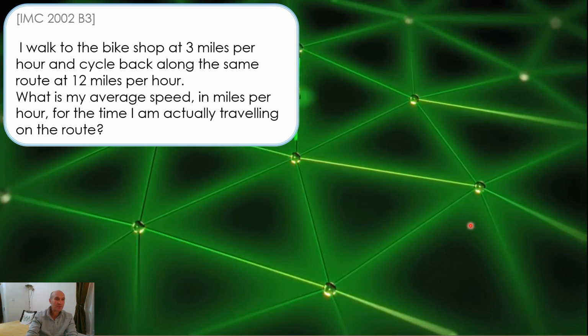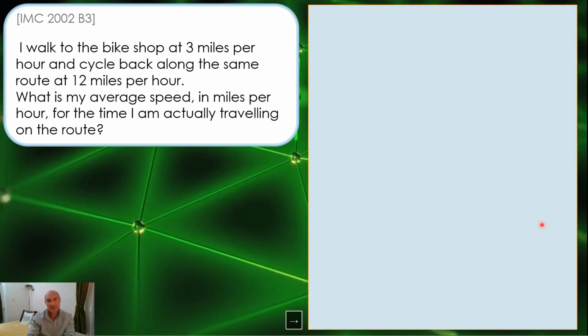Question 3 is taken from the Intermediate Mathematics Challenge 2002, question B3. I walk to the bike shop at 3 miles per hour and cycle back along the same route at 12 miles per hour. What is my average speed in miles per hour for the time I'm actually traveling on the route? Let us first start by graphically representing the information given.